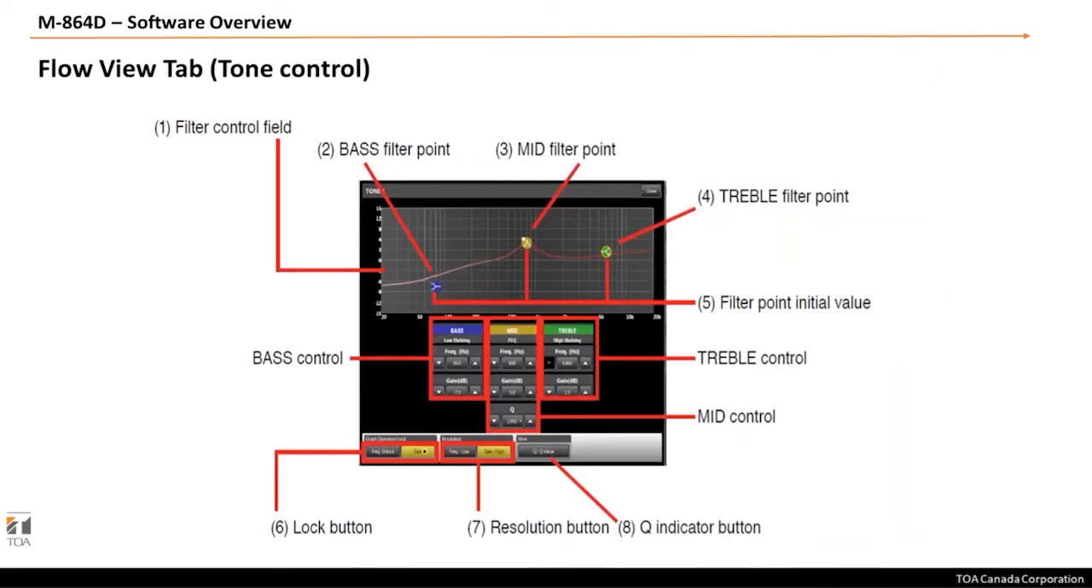Flow view tab, tone control. So we have there digital control on the bass, mid, and treble, as well as you can have PEQ capability there and select the exact frequency that you want to set up from your bass, mid, and treble.